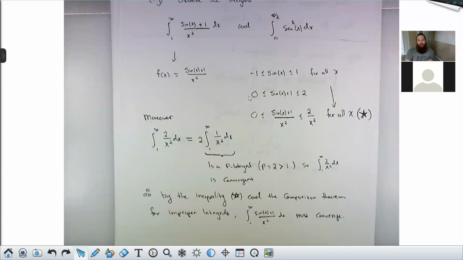So the thing that this hinged on was this inequality and the fact that this integral is convergent. The reason I know that this integral is convergent is because it's a p integral. And remember, p integrals are any integral of the form a to infinity 1 over x to the p.